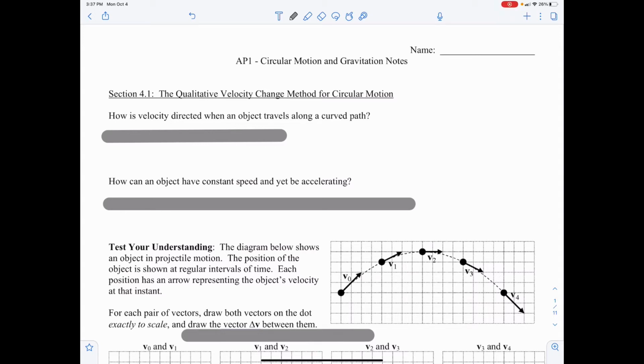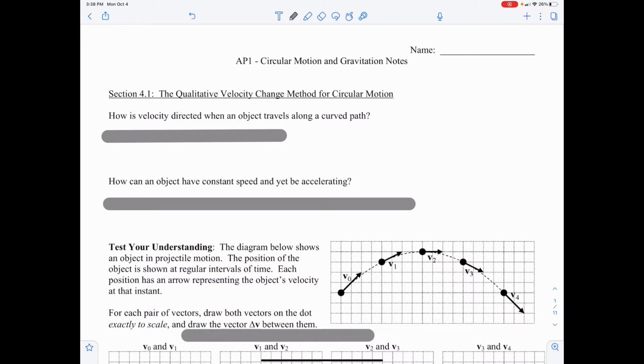Hello and welcome everybody. In this video, we're going to take a look at the notes for AP Physics 1 unit titled Circular Motion and Gravitation. Please remember to pause and rewind the video as you need to.